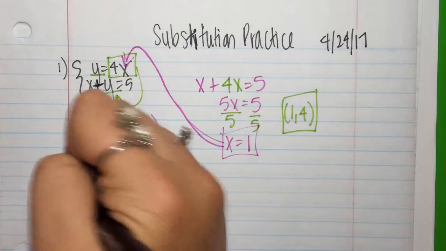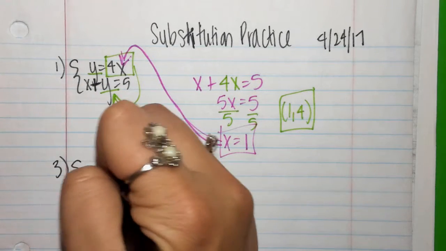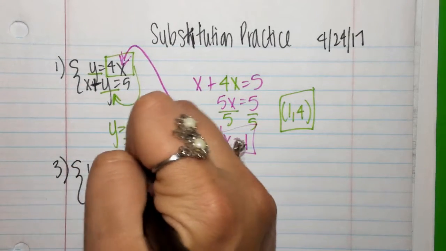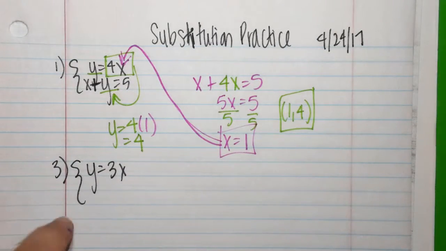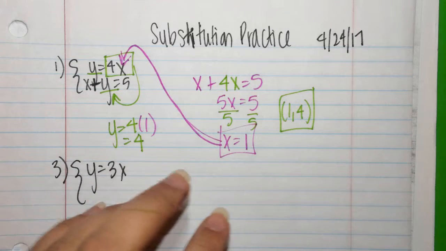Alright, number 3. Let's see if we can do this one. Oh, that was 2. That was 1. So why 3? Because remember we're doing all the odd ones, and then tonight you're doing the even ones.